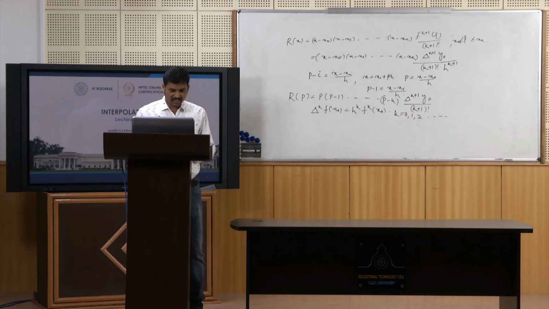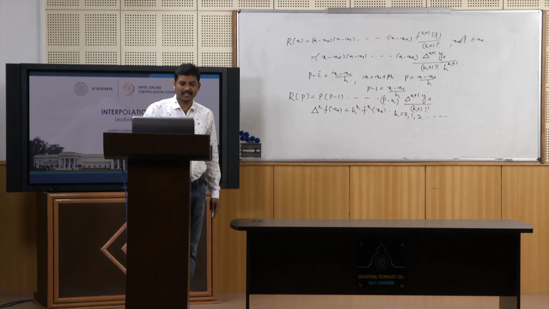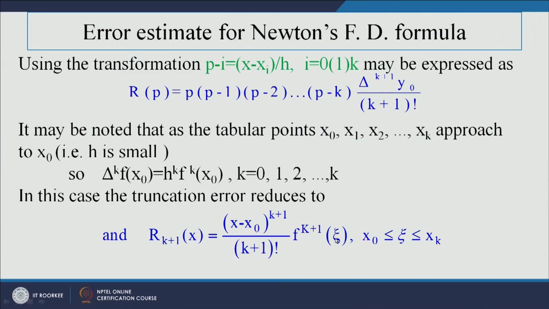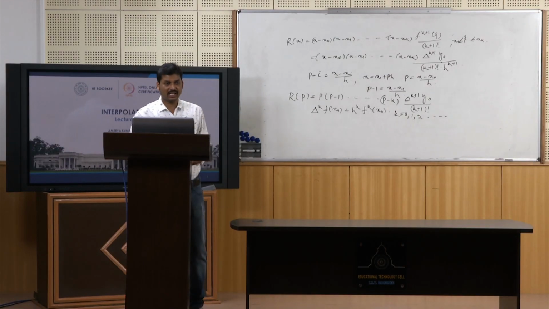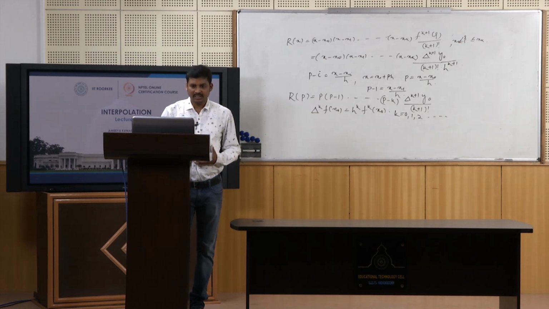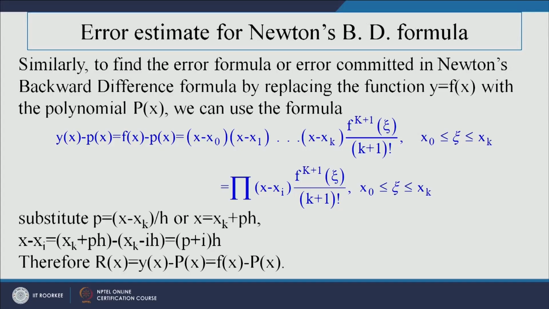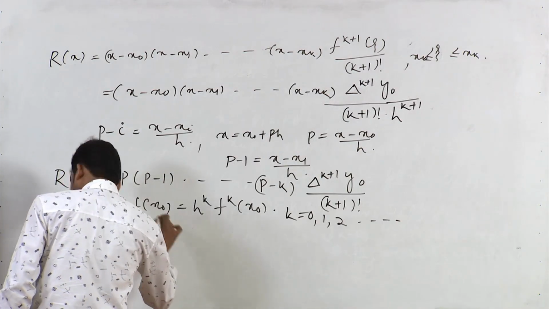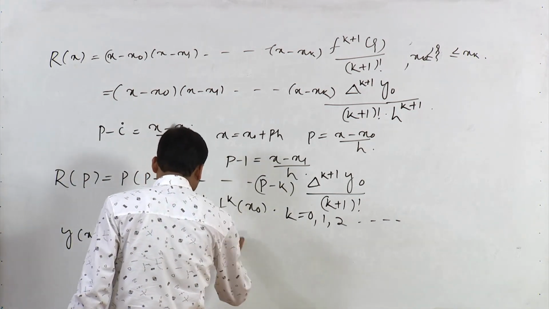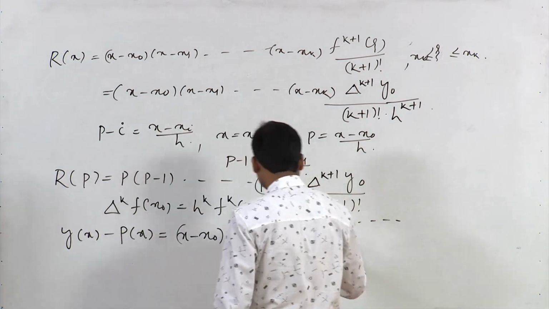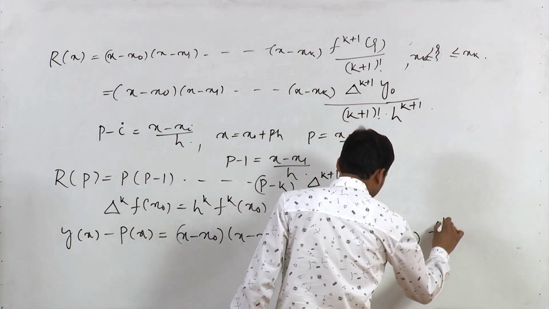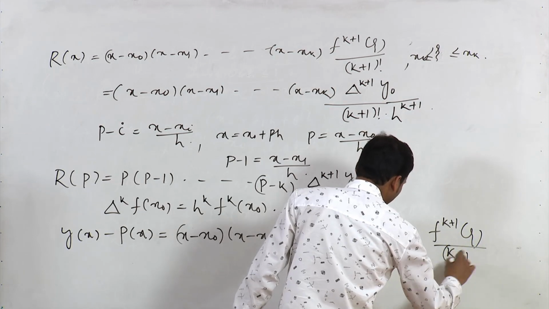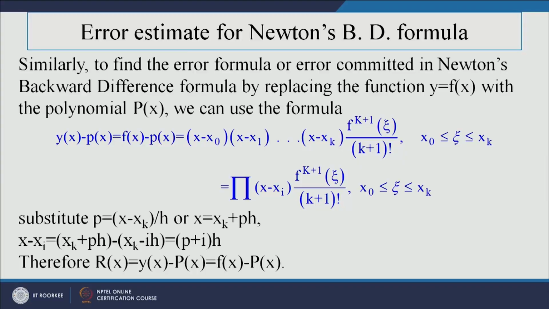Then in that case, this truncation error reduces to R of k plus 1 of x as (x minus x0) whole to the power k plus 1 by k plus 1 factorial f to the power k plus 1 of zeta, where zeta lies between x0 and xk. If we go for this error estimation in terms of Newton's backward difference formula, then the error committed is obtained by replacing the function y equals f of x with the polynomial p of x, as y of x minus p of x equals (x minus x0), (x minus x1) up to (x minus xk) f to the power k plus 1 of zeta by k plus 1 factorial, where zeta lies between x0 and xk.